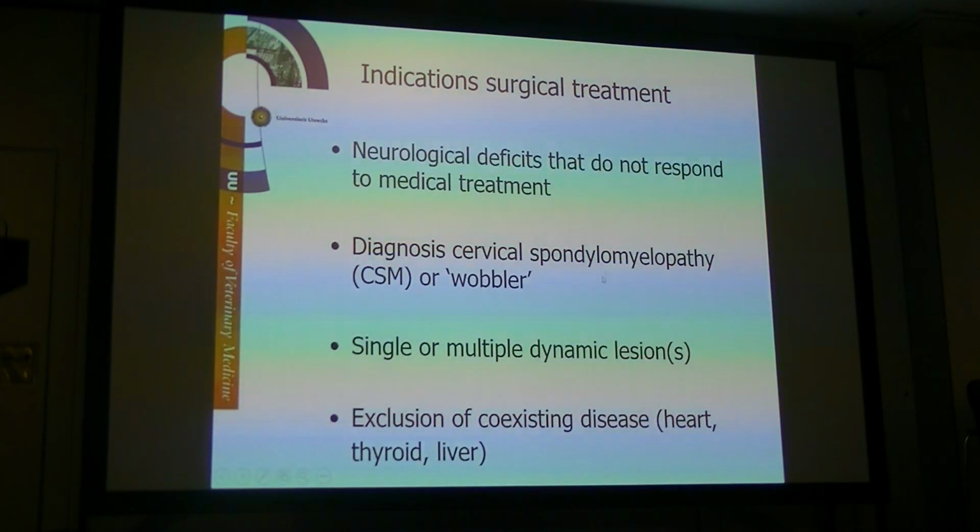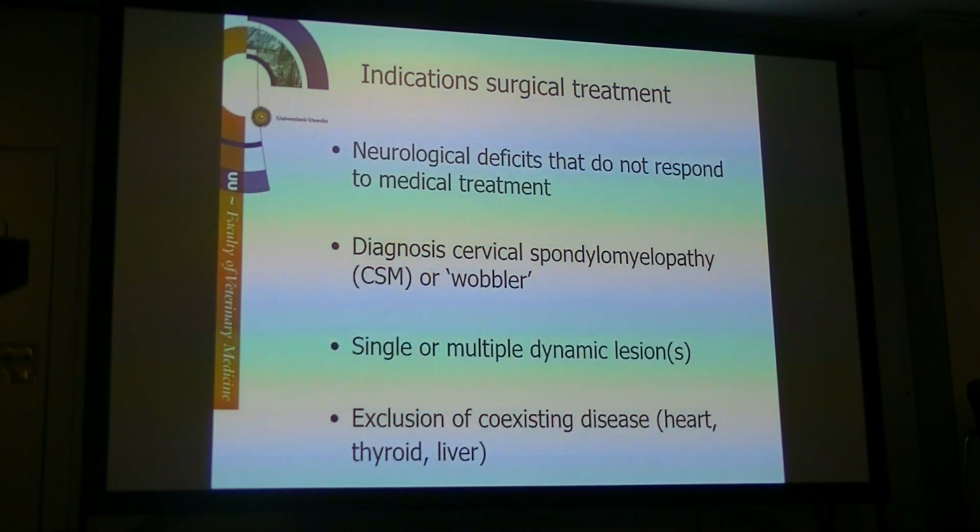So we need a diagnosis with our imaging. We need to know, is it single lesion, multiple lesions? Is it dynamic in nature, or is it truly static? If it is truly static in nature, we could do only ventral decompression. But that's not what we're talking about today. We are talking about dynamic lesions. And very important, in certain breeds, we also need to have a wide scope for other diseases.